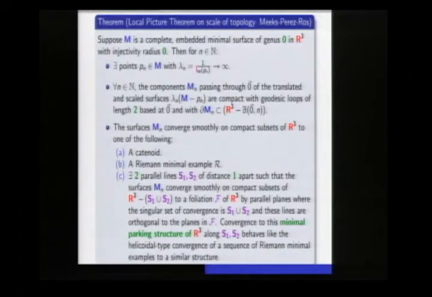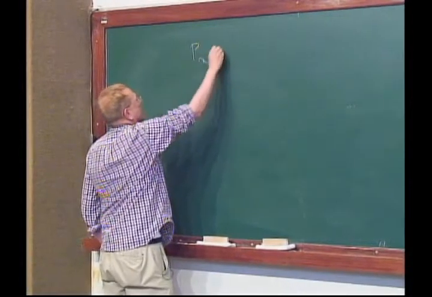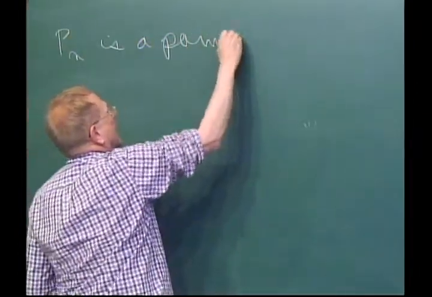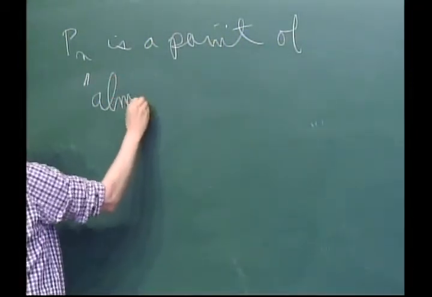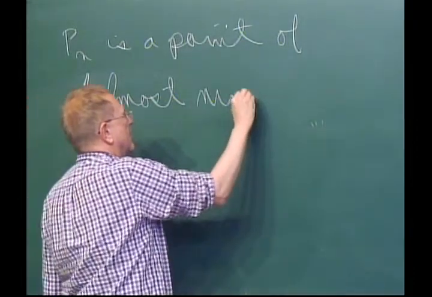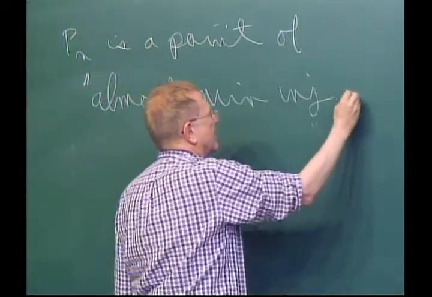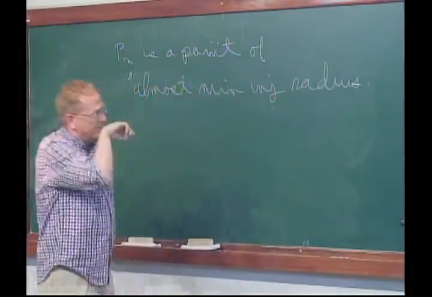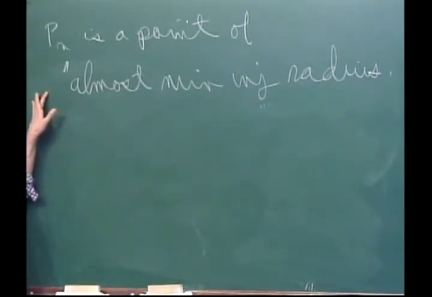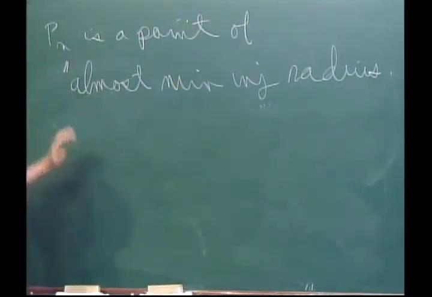Okay, so I have to tell you how to find the points. Pn is a point of what's called almost minimal injectivity radius. Okay? All right, so what does that mean? I'm going to pick these points in a particular way.